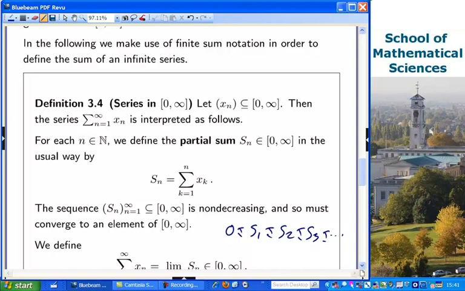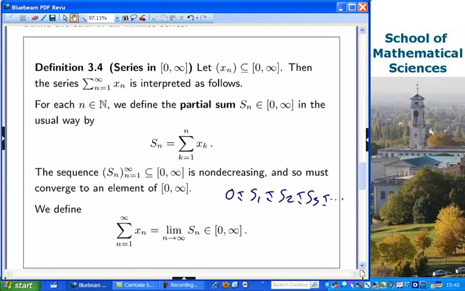But this is a monotone increasing, or non-decreasing, sequence of extended real numbers, so it has to converge to an extended real number. Moreover, they're all greater than or equal to naught, so the limit has to be greater than or equal to naught as well. So these converge to another non-negative extended real number. There's no question of do they converge. They do, automatically, and that's the value of the series. You just take the limit of the partial sums. It's guaranteed to exist. Might be plus infinity, maybe a real number. And that's the sum of the series.